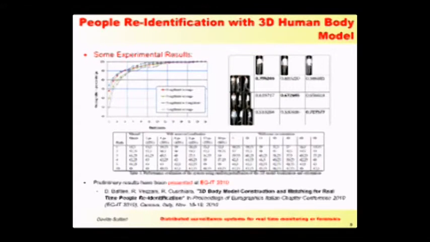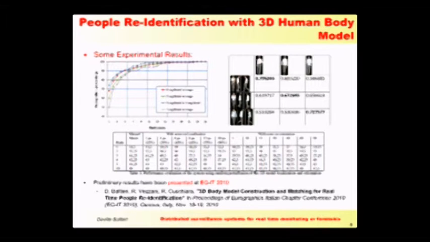Here are some experimental results of my method. In the first case is the matching characteristics of the method. It tells us the probability of recognition within the first n images: 1, 3, 5, etc.